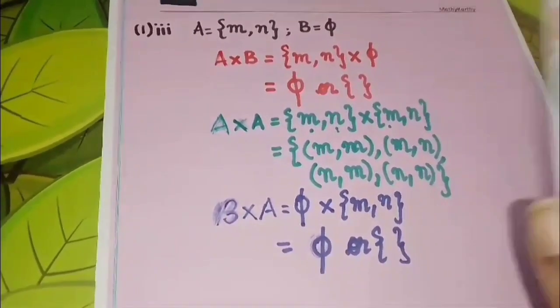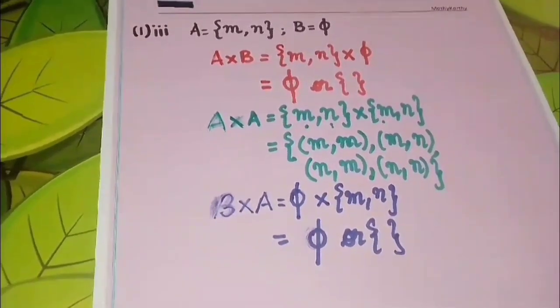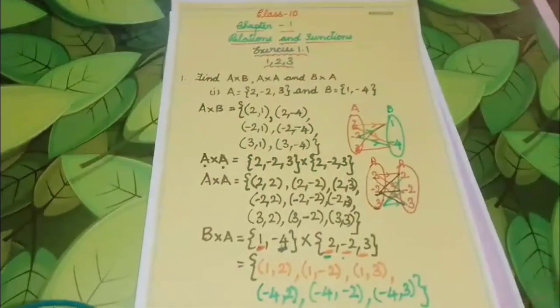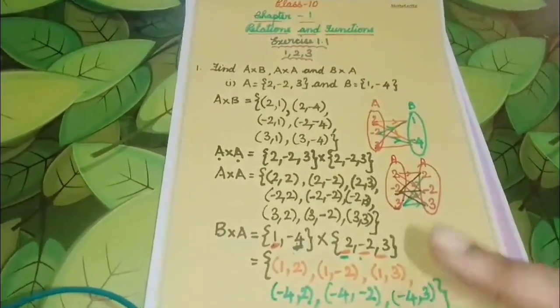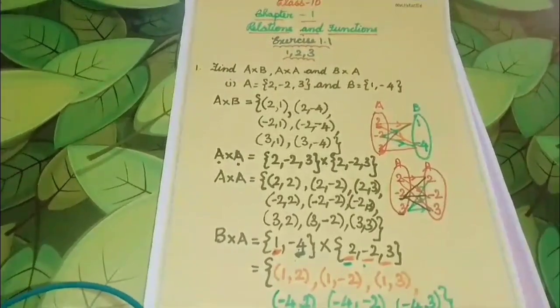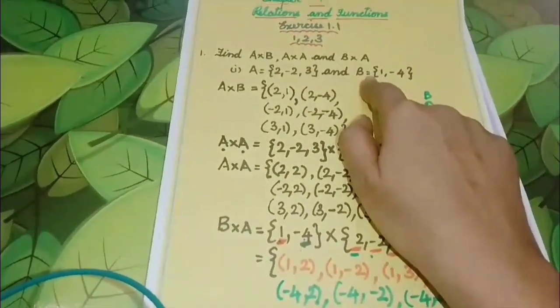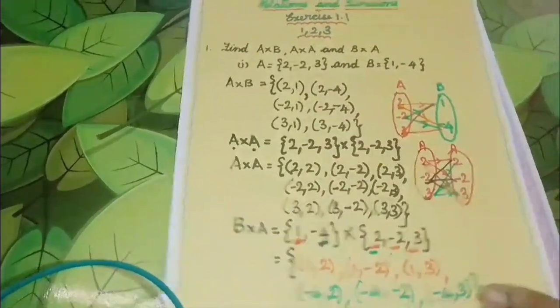So thus we have got the answers A cross B, A cross A, and B cross A. With this, our first sum is over. Finally, we have finished our first sum, wherein we dealt with three subdivisions. In the first subdivision, we are given two non-empty sets, and we are asked to find A cross B, A cross A, and B cross A.